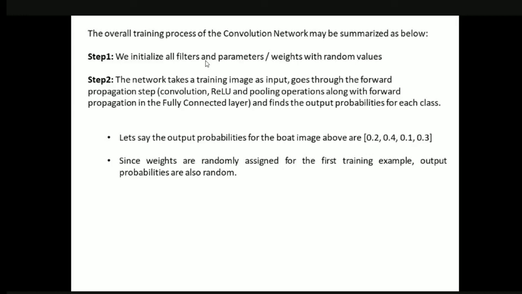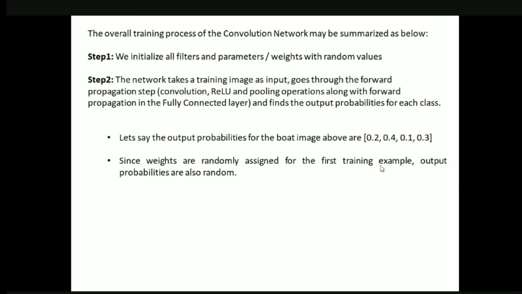Now the network is in step 2. The network takes this training image as input and goes to the forward propagation step. What is the forward propagation step? Applying convolution, ReLU, and pooling operations along with the fully connected layers. Finally, it will find the output probabilities for each of the classes. Let us say, for example, for the random values of all the filters and parameters, it has predicted that the output values are 0.2, 0.4, 0.1, and 0.3.